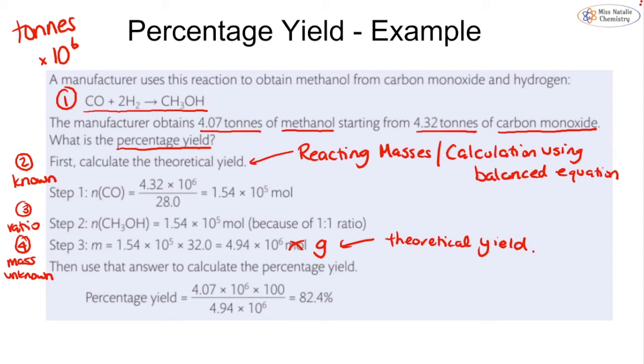Now we're told the actual yield in the question because we're told that we make 4.07 tonnes. So to work out my percentage yield, I do my actual yield, 4.07 times 10 to the power of 6, divided by the theoretical yield, 4.94 times 10 to the power of 6, multiply it all by 100 to get a percentage, and you get a percentage yield of 82.4.